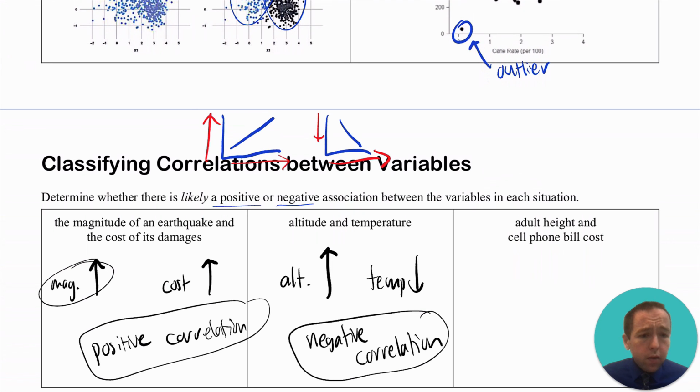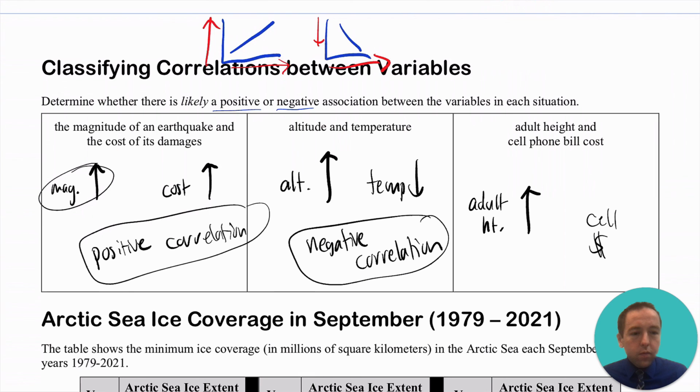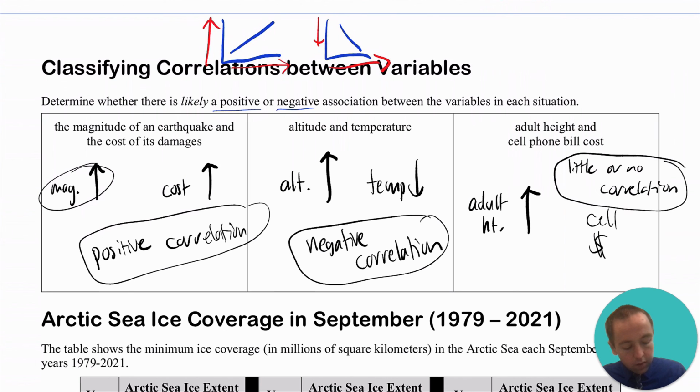And last of all, the height of an adult and the cost of a cell phone bill. If we increase an adult's height, what's going to happen to the cell phone bill cost? I don't think there's a definitive way to say it's going to increase or decrease, because it's probably going to be scattered all over the place. Adult height doesn't have much to do with cell phone bill cost. So we would expect there not to be a correlation, and we might just say that there's probably little or no correlation between those two variables.